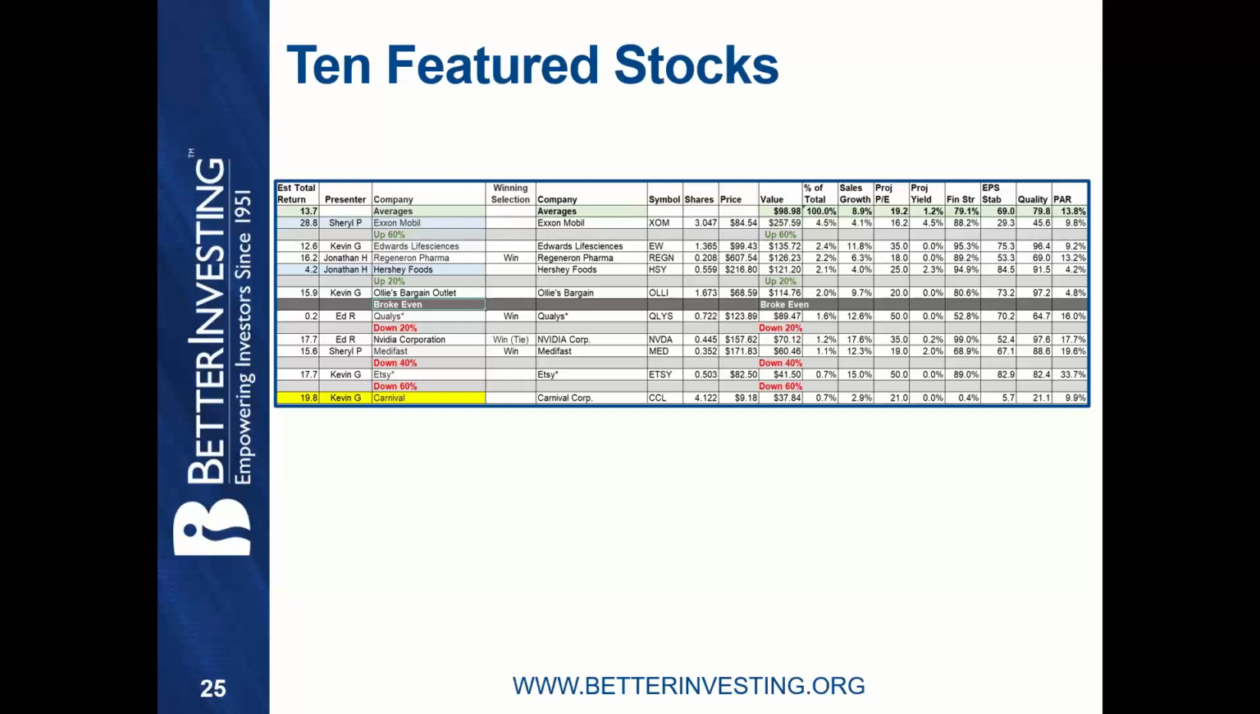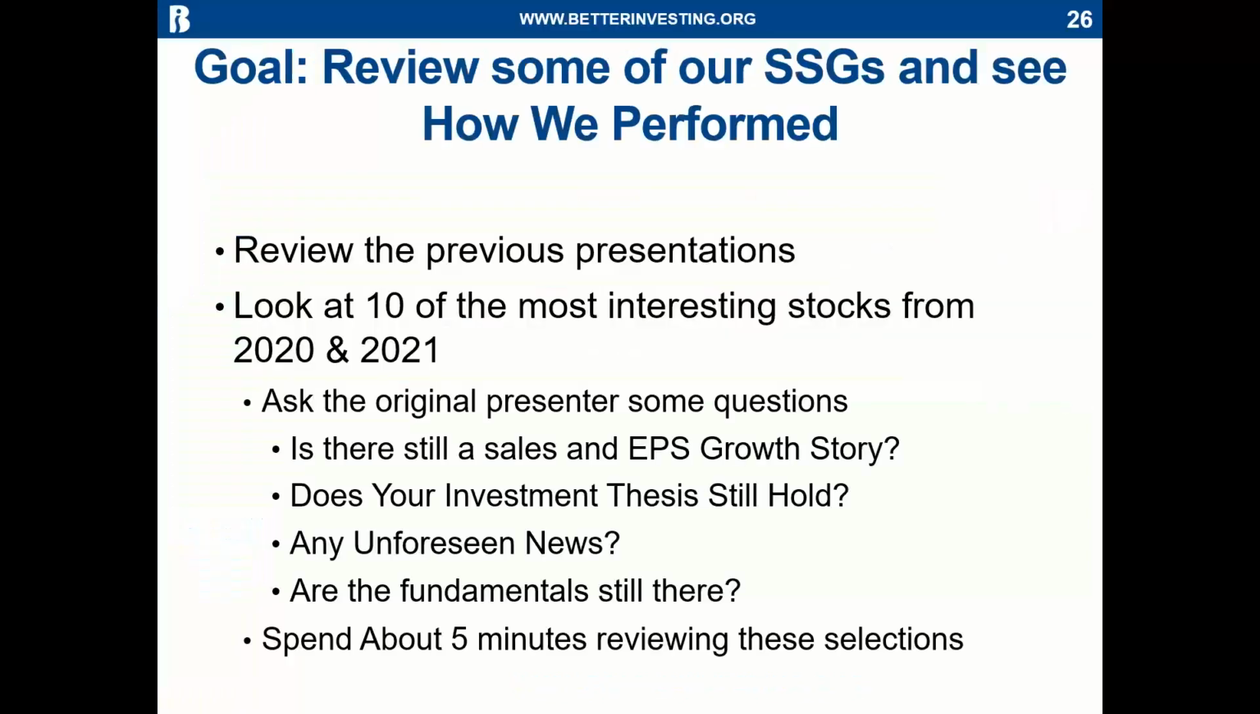So here are the 10 stocks we're going to look at tonight. It's going to be ExxonMobil, Edward Lifesciences, Regeneron, Hershey Foods, Ollie's Bargain Outlet. All 5 of those outperformed the market over their time period. And then we have 5 that didn't. And that's going to be Qualys, Nvidia, Medifast, Etsy, and Carnival. So that's where you can see what we have.